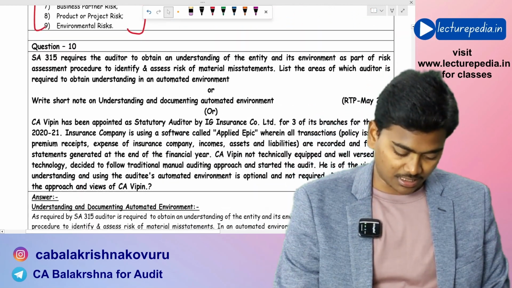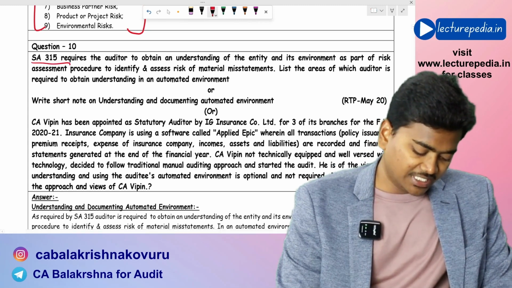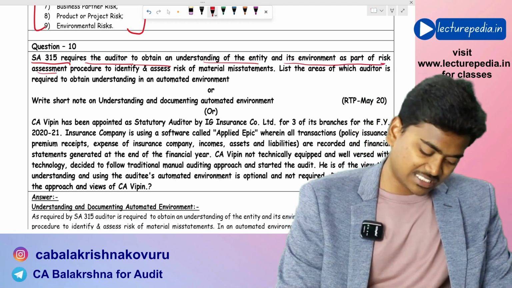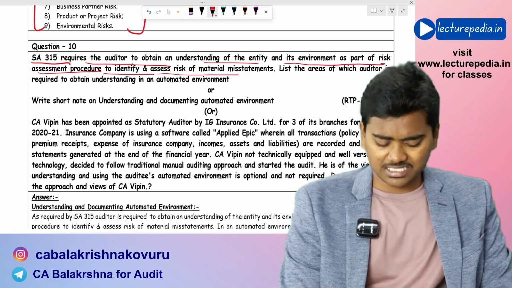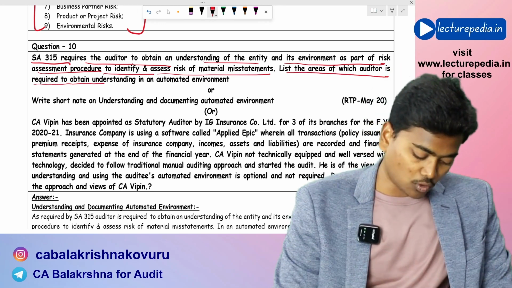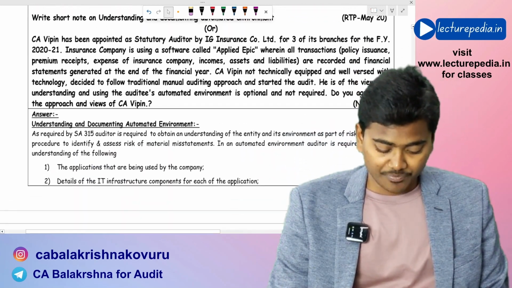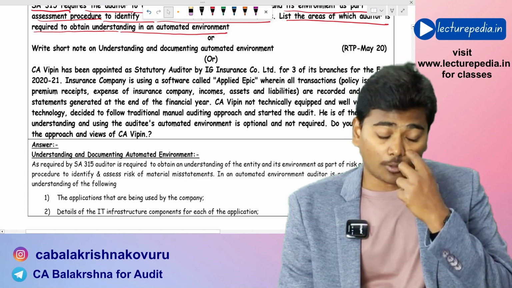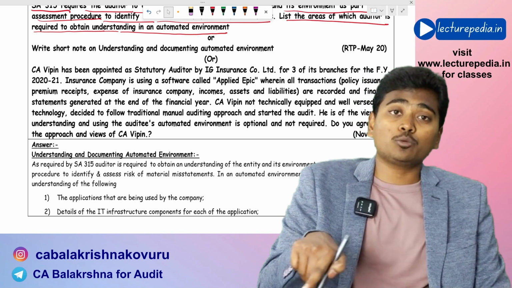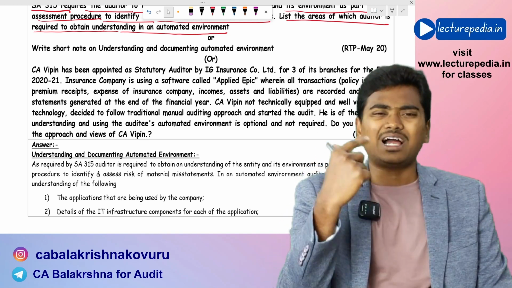Next, question number 10. SA 315 requires the auditor to obtain an understanding of the entity and its environment as part of risk assessment procedures to identify and assess risk of material misstatement. List the areas of which the auditor is required to obtain understanding in an automated environment. As per SA 315, the auditor needs to obtain understanding of the entity and its environment. Now, in an automated environment, regarding which aspects does the auditor need to obtain understanding?